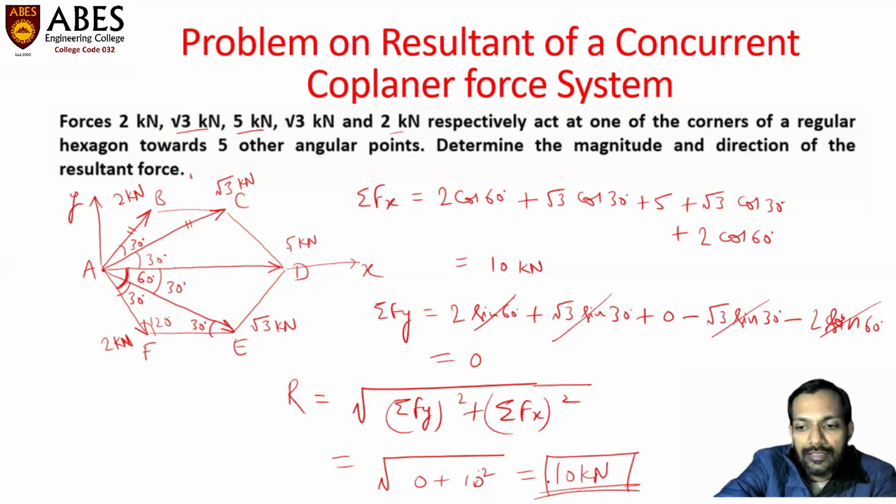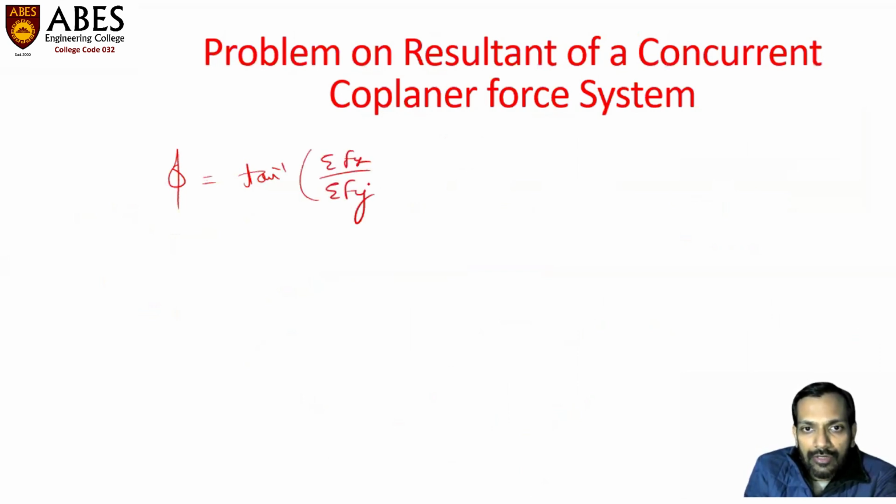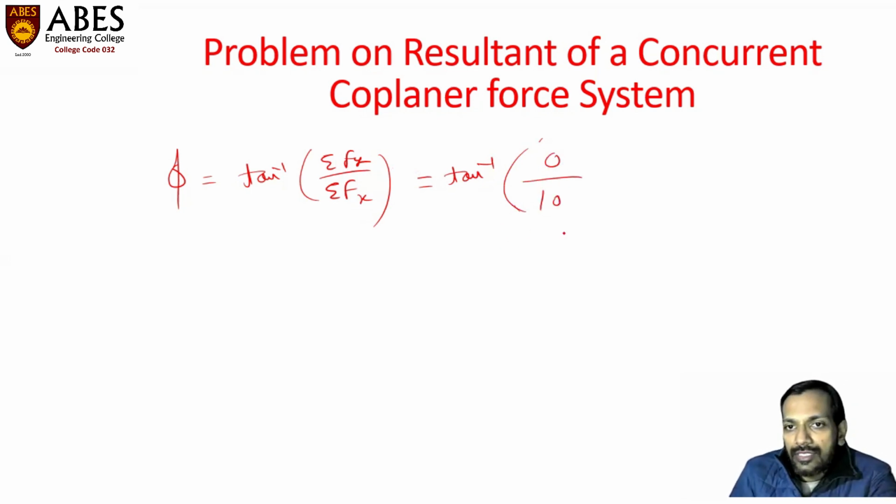And how to calculate the inclination of the resultant? For finding the inclination, we will use this formula: tan inverse of summation of forces along y-axis upon summation of forces along x-axis. So this is the formula to calculate the angle of the resultant. Let's put the value. What is the value of sigma y? It's 0 upon 10. So tan inverse 0 upon 10, that is tan inverse 0. So the value will be 0 degrees.